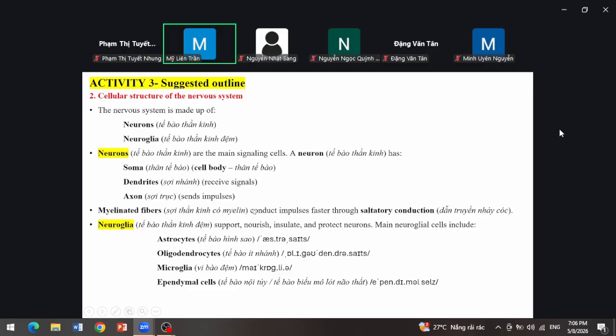Myelinated fibers conduct impulses faster through saltatory conduction. Myelinated fibers mean the fibers are covered by the myelin sheath.